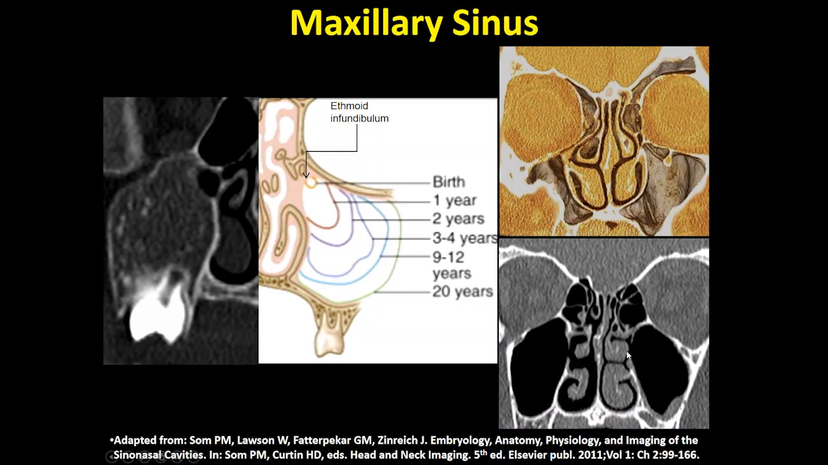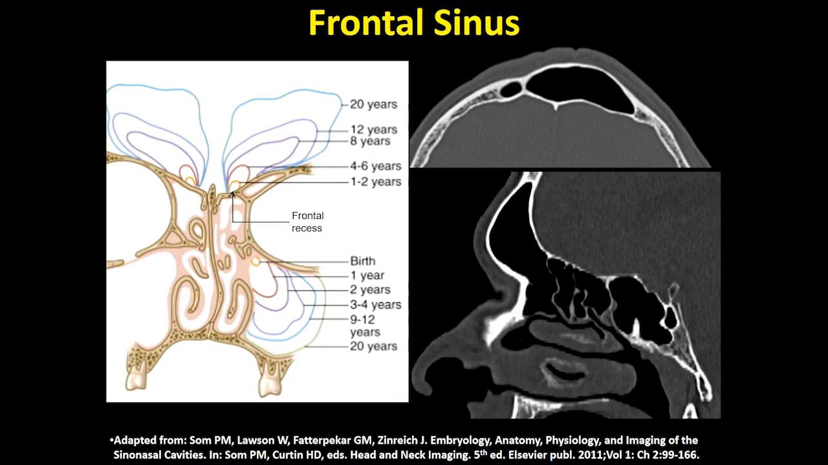Please do not call this the true maxillary sinus ostium. The true maxillary sinus ostium will always drain into the ethmoid infundibulum. The frontal sinuses develop as an outpouching, most often from the frontal recess or less frequently from other anterior ethmoid cells.